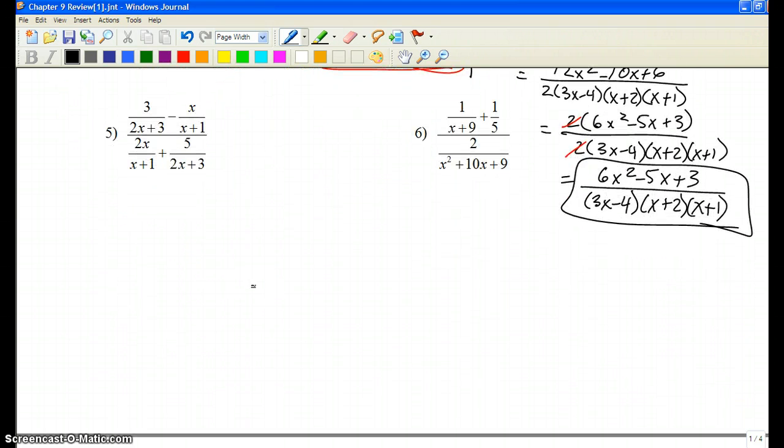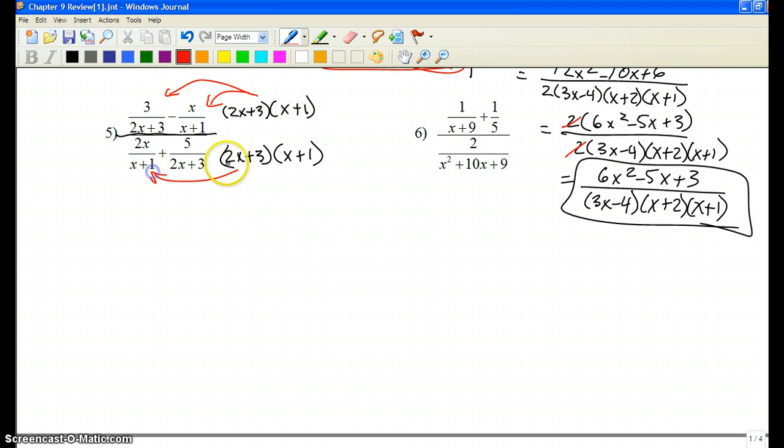Let's work on these. Now these are complex fractions. The way we did it was we multiplied top and bottom, numerator and denominator of the big fraction, by the common denominator. In this case, it's going to be 2x plus 3 times x plus 1. Then we're going to distribute this whole thing to there, that whole thing to there, and there. And some of the factors are going to reduce. The 2x plus 3 and the 2x plus 3 are going to reduce.